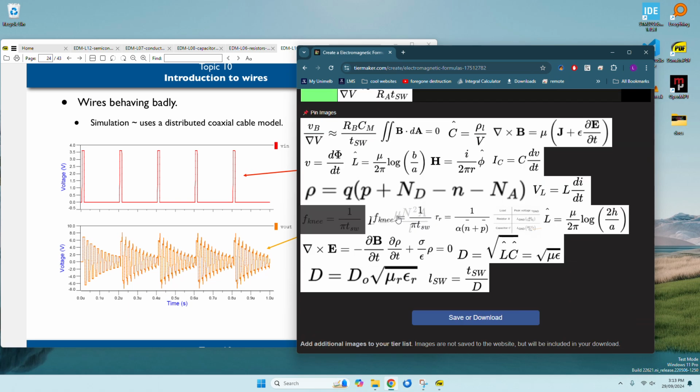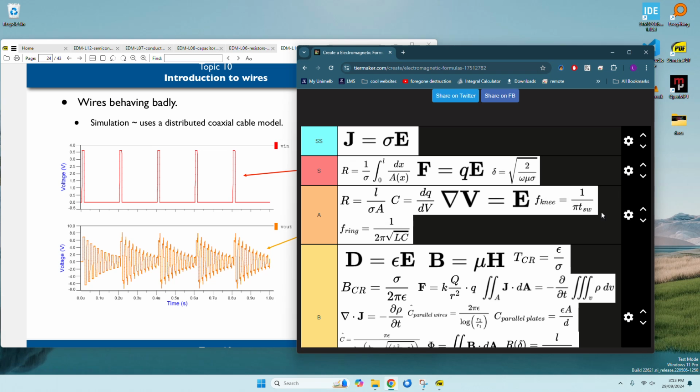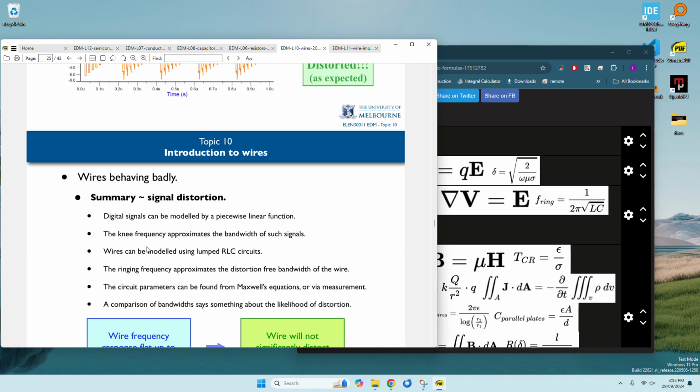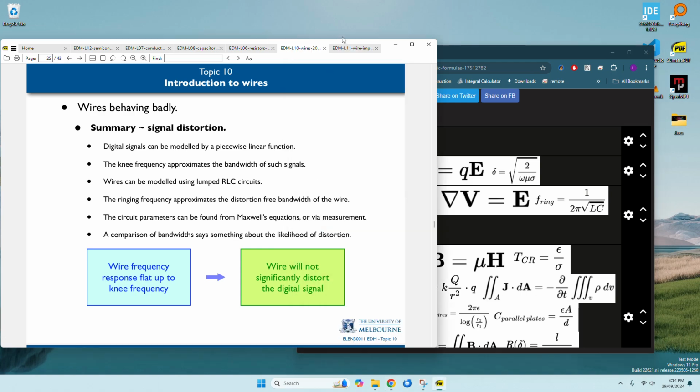And the other cool one's the knee one, the knee frequency. Put A tier. That one tells you if your time to go up is faster than, if the signal you're trying to put through a wire is faster than the switching time, which is how long it takes to go up, then you're not going to have a good time. It's going to be shocking.